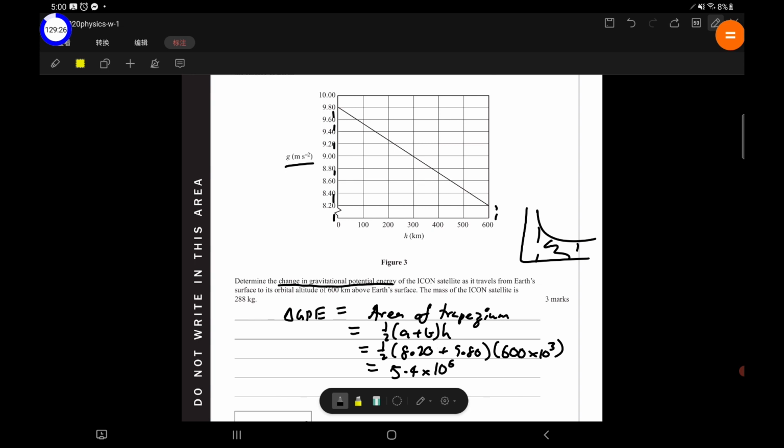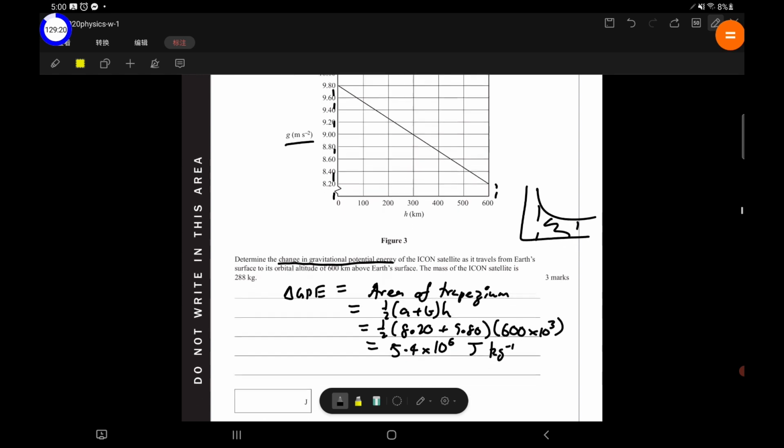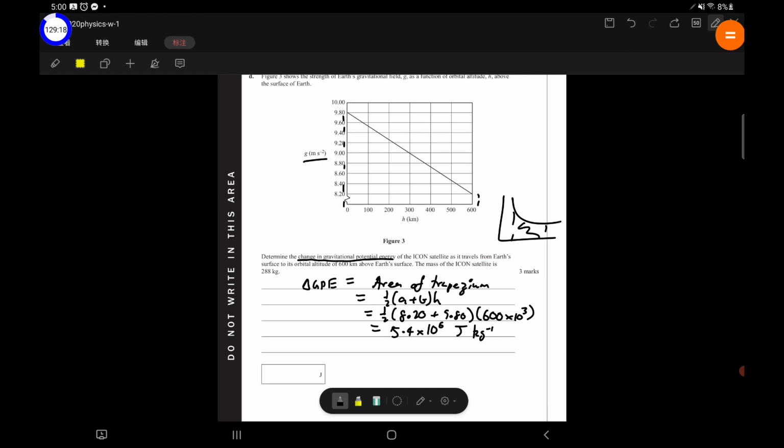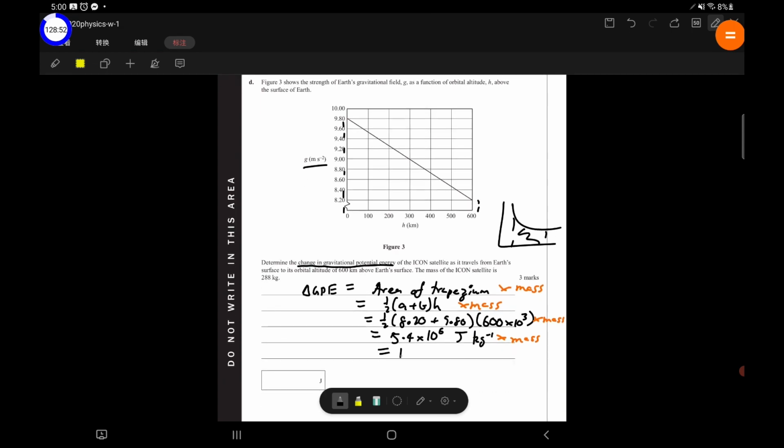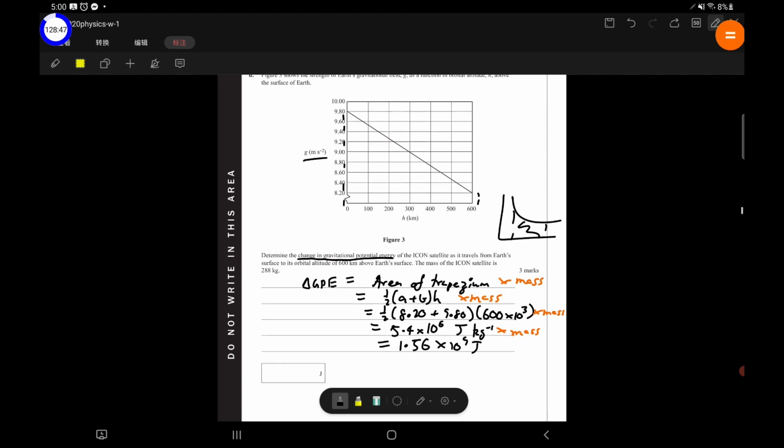Now, what are the units? Well, the units are joules per kilogram, since the area does not just give you the energy, it's the energy per mass of object that we have. All right, so we need to multiply this area by our mass to actually get the change in the gravitational potential energy. Now the mass is given in the question. It is 288 kilograms. All right, so multiplying that value, we get 1.56 times 10 to the power of 9 joules.